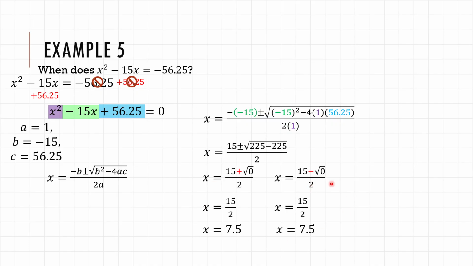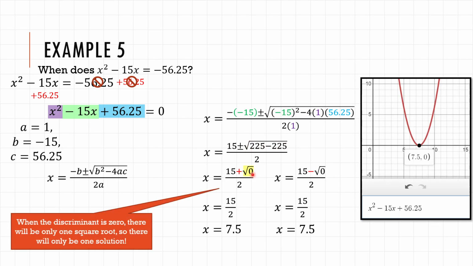So one thing to note here is, again, this is an example of when the discriminant, the number underneath the square root, is equal to 0, there's only going to be one solution. And if I were to graph this, you can even see that the expression x squared minus 15x plus 56.25 is only equal to 0 at this one point. That's just where the vertex touches the x-axis.